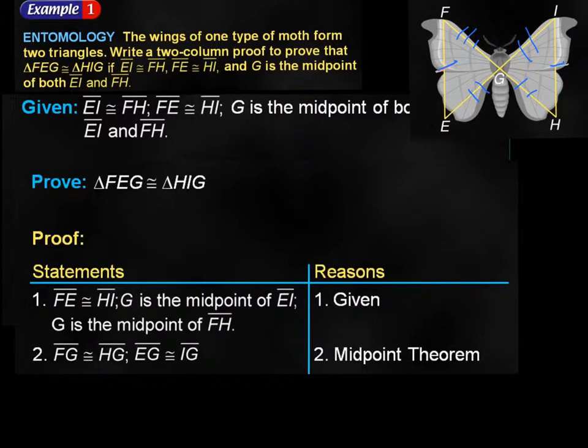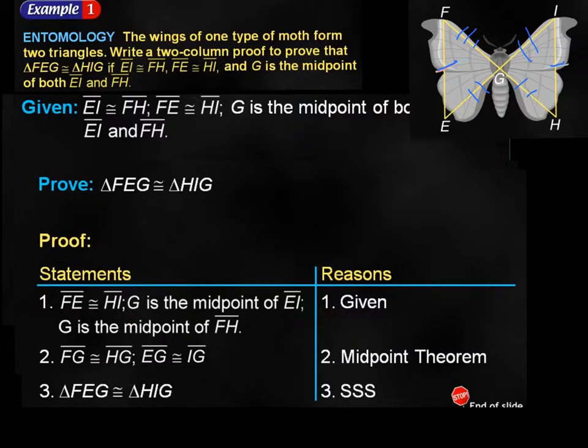So for step 2, we need to say what I already marked on the diagram, that segment FG is congruent to segment HG, and segment EG is congruent to segment IG. And then finally, because all three sides are congruent, we can say the two triangles are congruent by side-side-side.